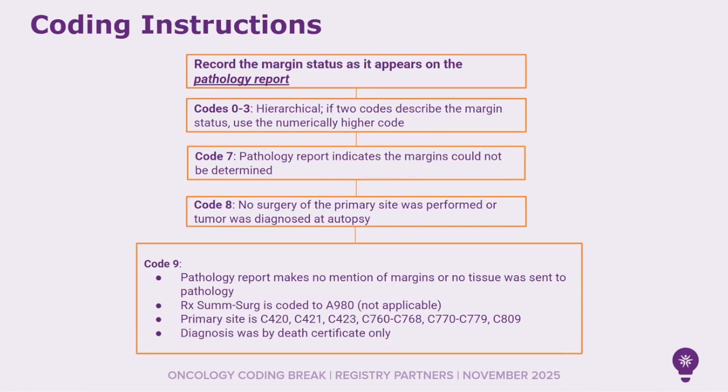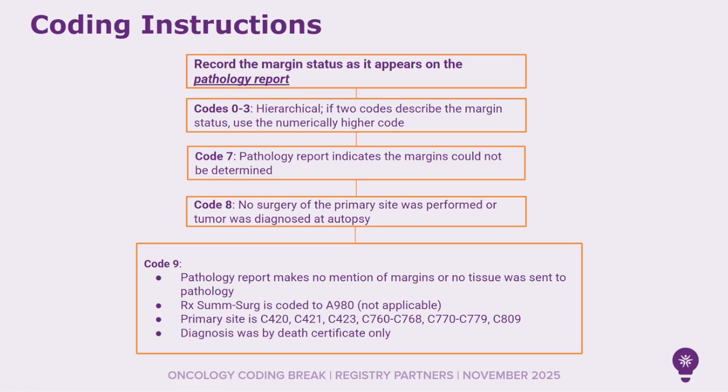Record the margin status as it appears in the pathology report and always use the final diagnosis section of the pathology report for margin information. Follow the hierarchy rules. Code 7 is used only as reported on the pathology report. And if the pathology report does not mention the margin status, then Code 9 is assigned.